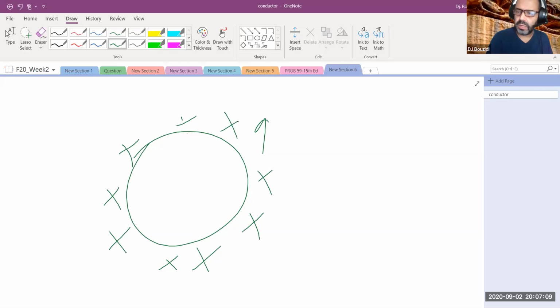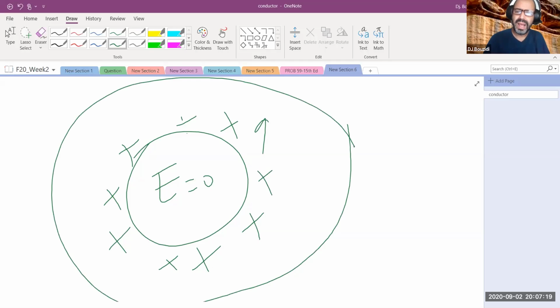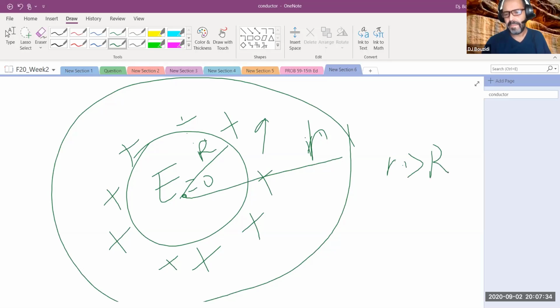E, I just argued, has to be 0 inside the conductor. That's really the same analogy here, because this is an electrostatic condition. For E outside, I'm going to create something that does not exist. So I'm at a distance r from the center of the sphere, and the radius of the sphere is big R. So I'm at a distance r bigger than R. There, I want to find the electric field.